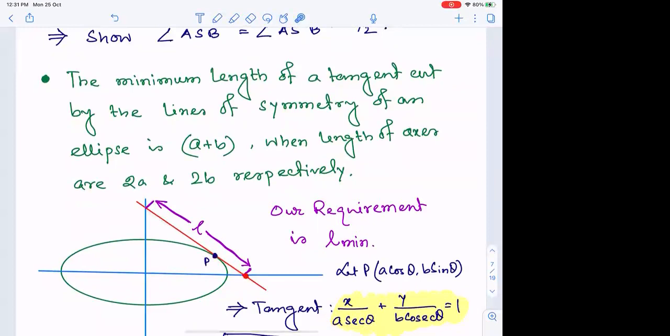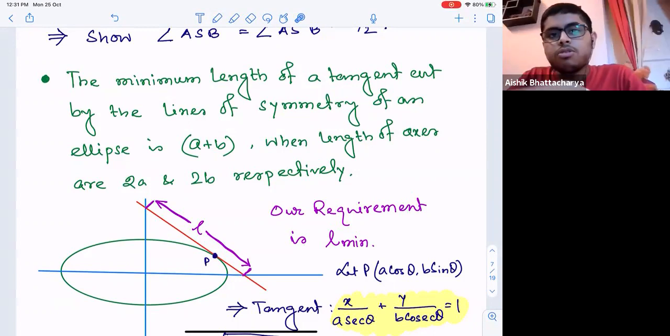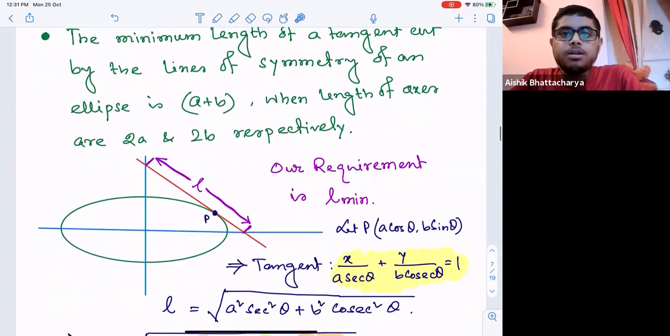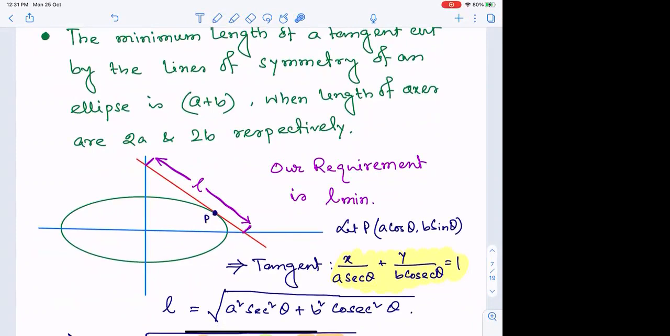And this length L is nothing but the hypotenuse of the right triangle, which has the intercepts as the other two sides of the right triangle. We take L equal to root over a square sec squared theta plus b squared cosec squared theta. Very good. Then we apply trigonometric minimum and maximum on a square sec square theta plus b square cosec square theta.